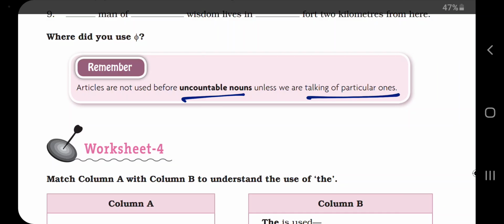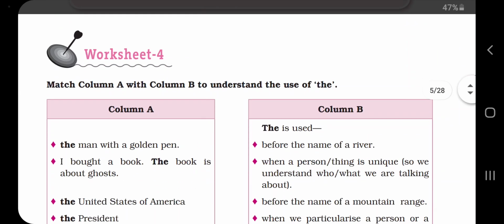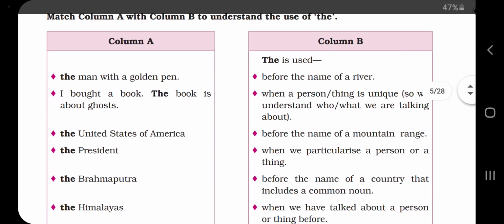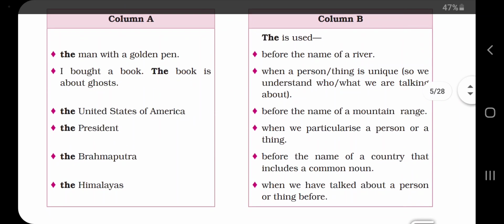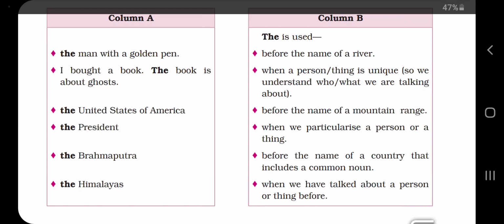Now worksheet 4. What's there in worksheet 4? You have to match it. Match column A with column B to understand the use of the. Now here, the man with a golden pen. Why is the used? Because we are talking about a particular person who is holding the golden pen.